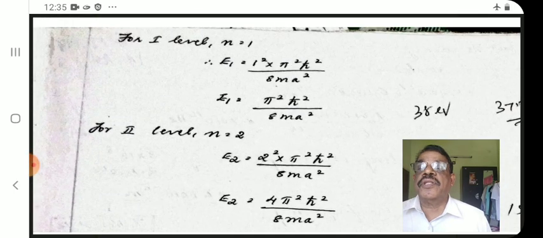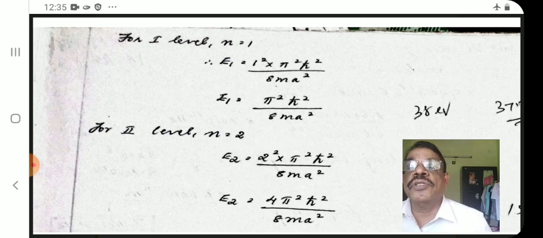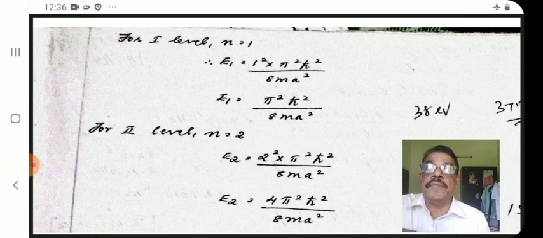So for the first ground level, n is 1, therefore E1 is equal to 1 square, n square, pi square h cut square by 8m a square. That is pi square h cut square by 8m a square. For the second level, n is 2, therefore we get E2 is equal to 4, n square is 2 square, 4. E2 is 4 pi square h cut square by 8m a square.